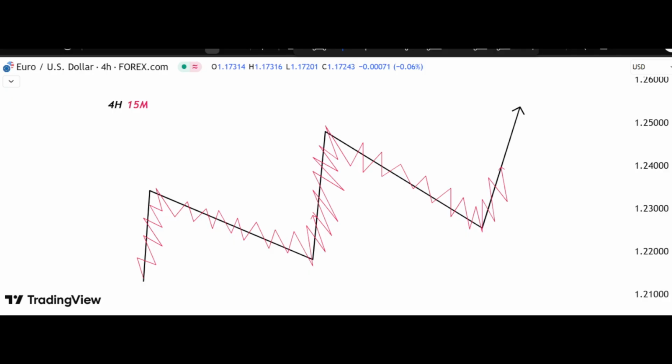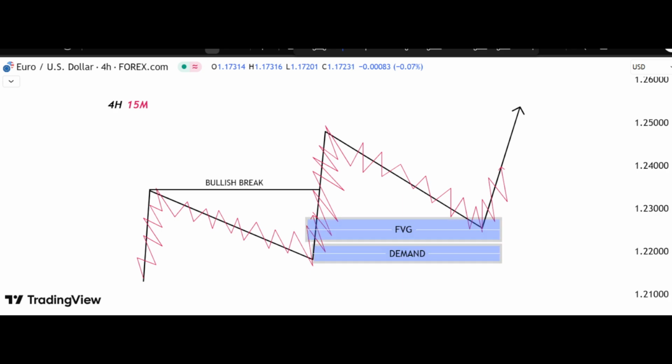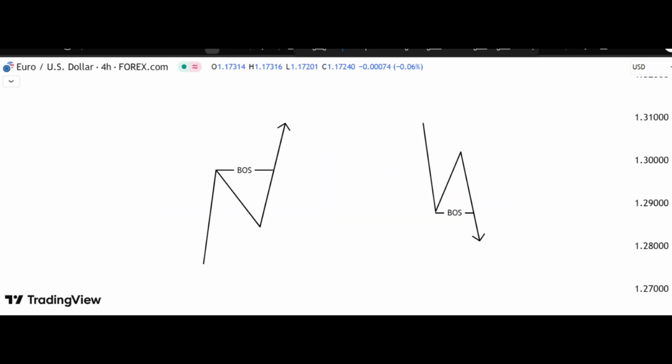This is where you refine your entry. If the higher time frame is bullish, wait for the 15 minutes to break bullish. Pullbacks often mitigate fair value gaps or demand zones. Watch for break of structure. When price breaks a previous high or low with momentum, that's your signal the internal structure has shifted.